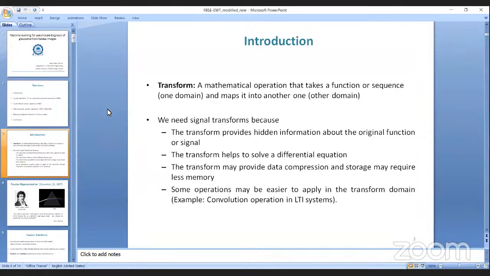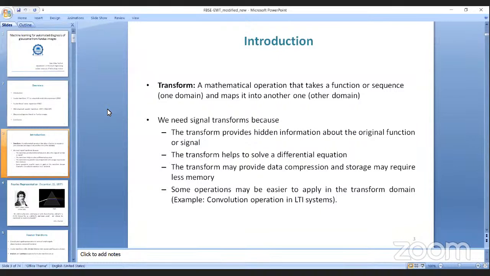Time domain tells us what are the different values of the signal at different points of time. But when you go to the frequency domain, it tells us what are the different values of the frequencies, or what frequencies are present in the signal. That is clear from the frequency domain.